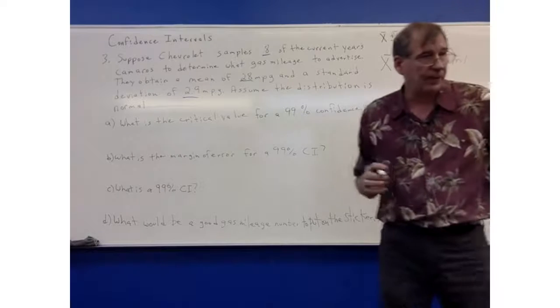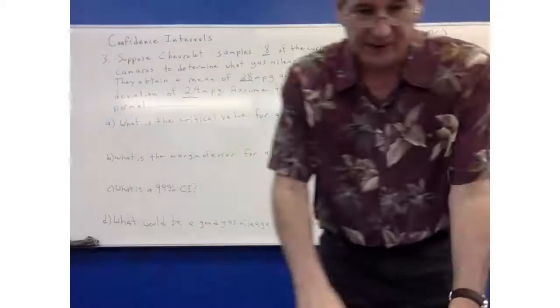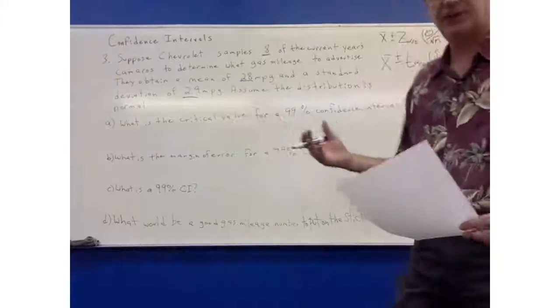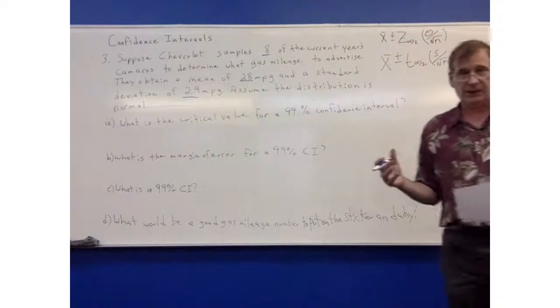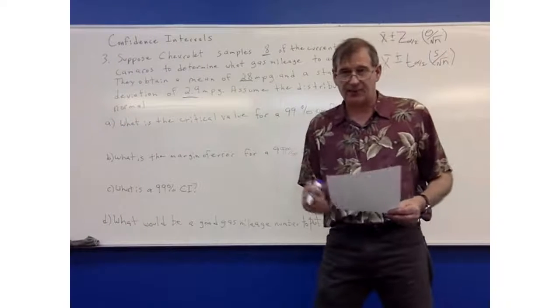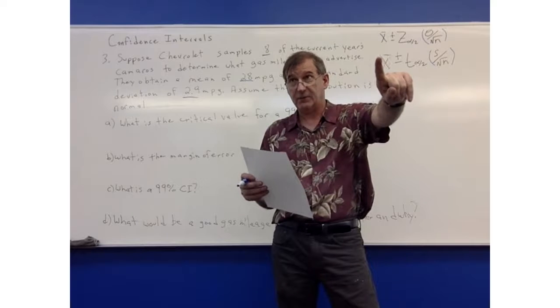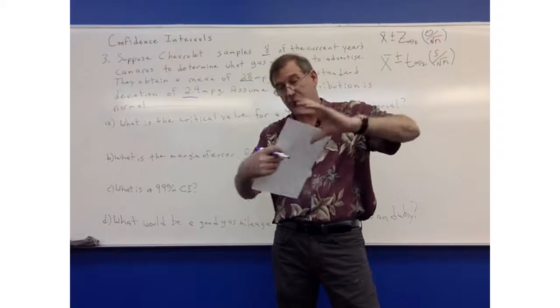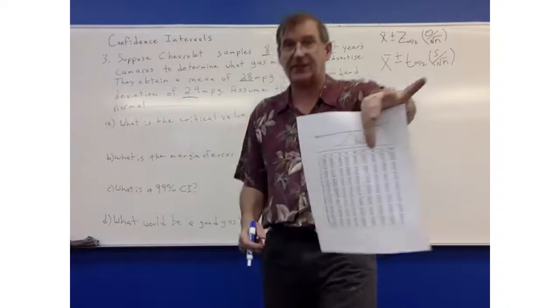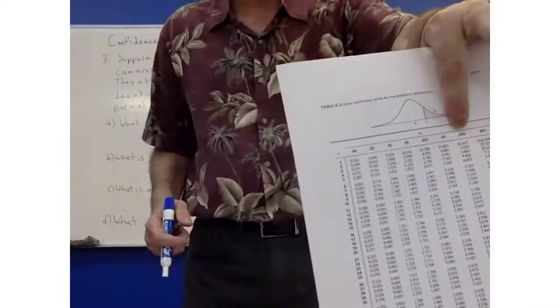Okay, I'm going to go through that one more time with you. We've got a 99%, so we take 100%. 100% minus 99% leaves 1%. Half of 1% is 0.5%. That is 0.005, which is this column right here.